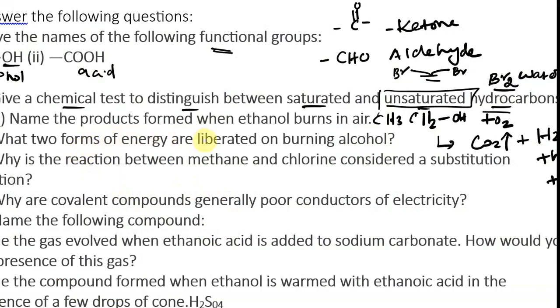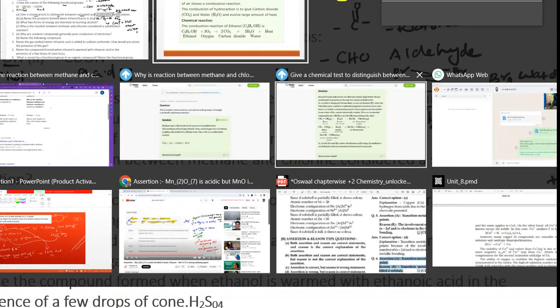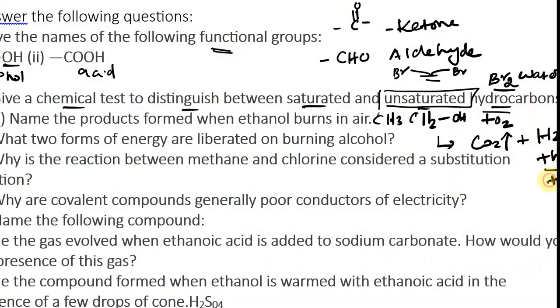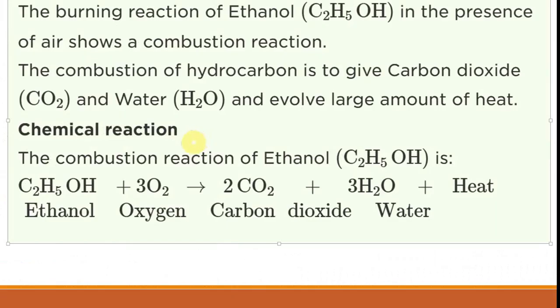Okay. What are the two forms of energy that are liberated on burning alcohol? Right. Heat and light. This is what I mentioned here. Two forms of energy. Why is the reaction between methane and chlorine considered a substitution reaction? Let us check it out.